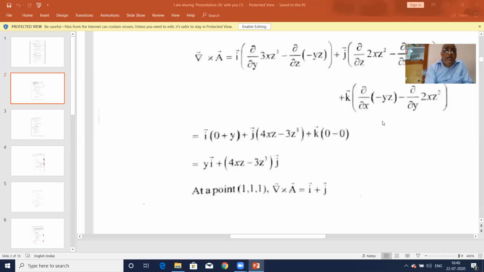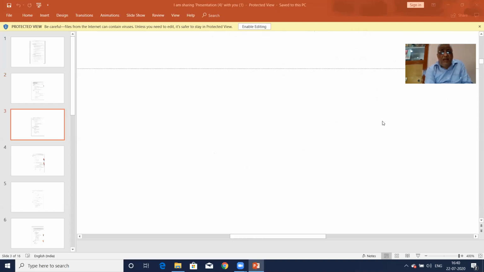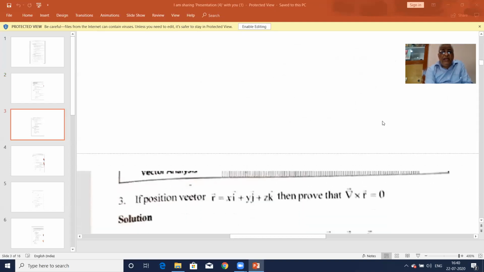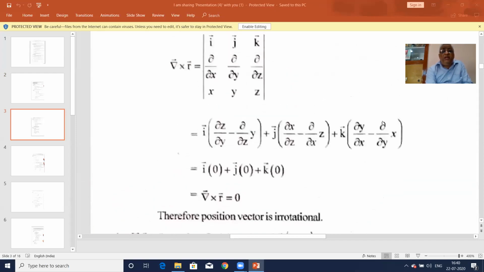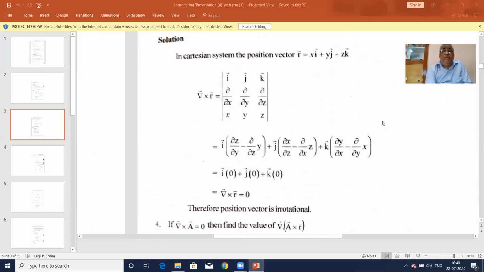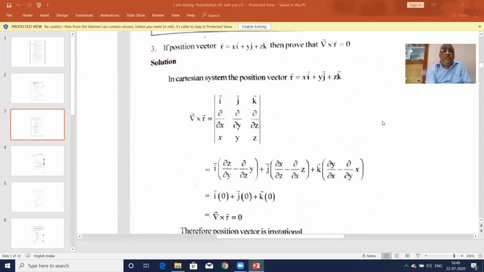Next problem. We are going through another problem today, because by doing problems you understand the theoretical part very easily. That's why I have included some problems in the slides so that you can understand it clearly.